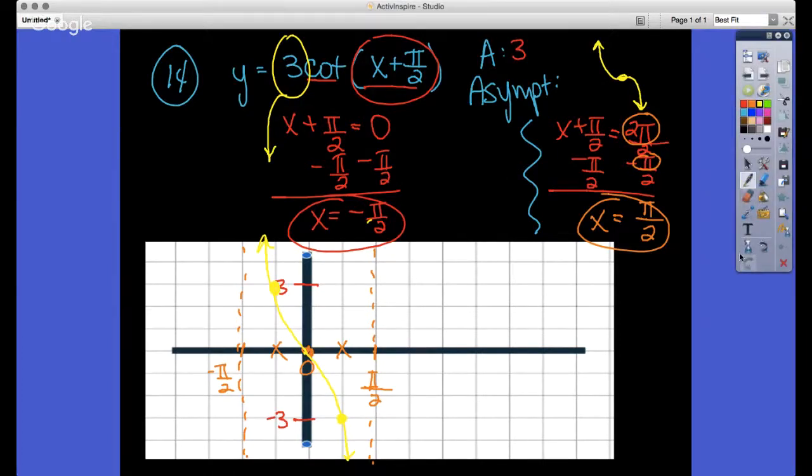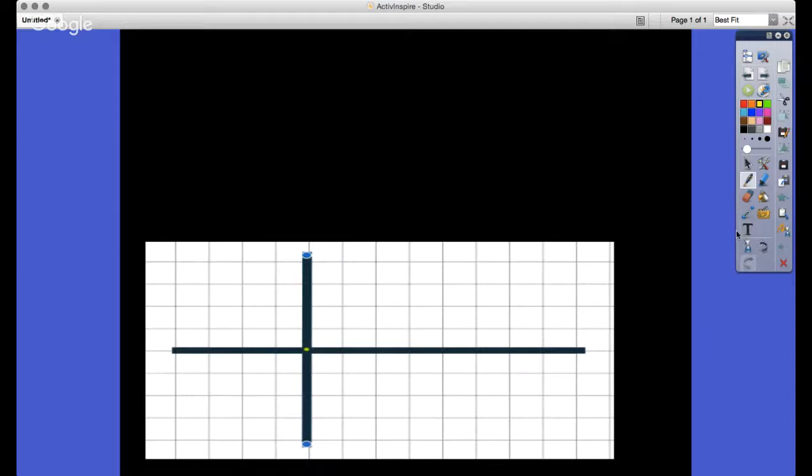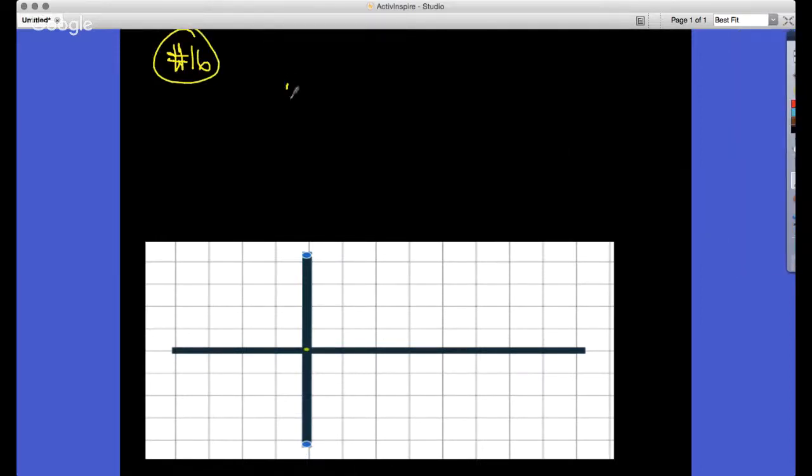Let's do 16, I think it was 16 that I got asked on. Y equals -2 cosecant of pi x. Again, just like we talked about before, cosecant goes with sine, right? So let's graph sine first. So we have 3 parts: amplitude, period, and phase shift.